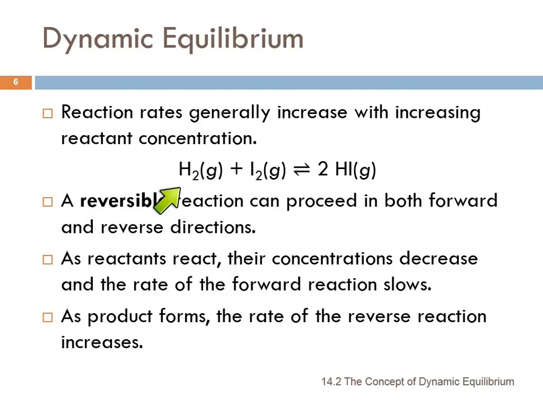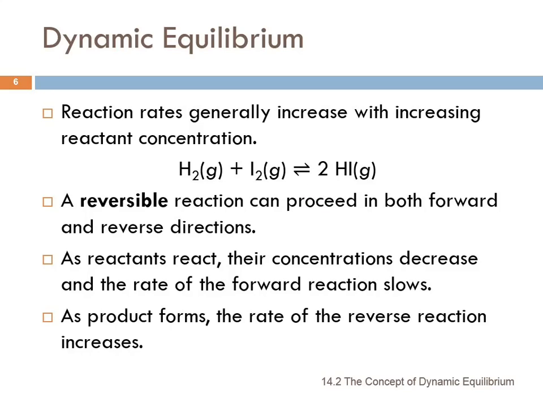So if we're starting out with just hydrogen and iodine, then the forward reaction is fast, right? Because the concentrations are as high as they're going to be. And what we saw in our kinetics experiment last week, what happens to the rate of the reaction as time goes on? It goes down. So as the reaction occurs, these concentrations drop, and the rate of the forward reaction decreases.